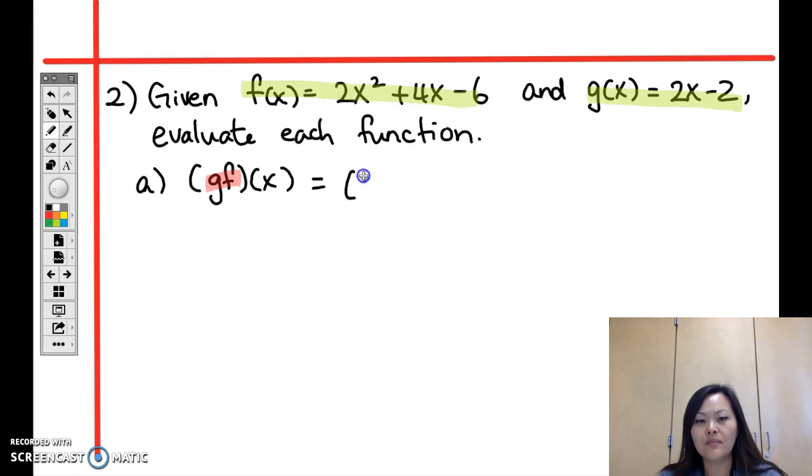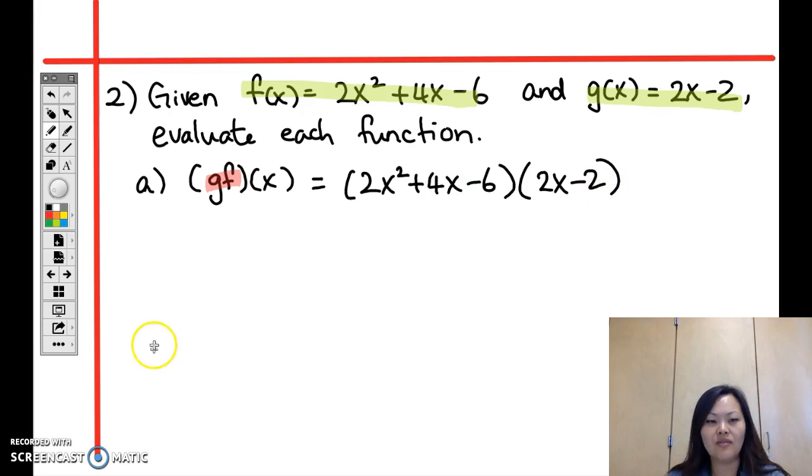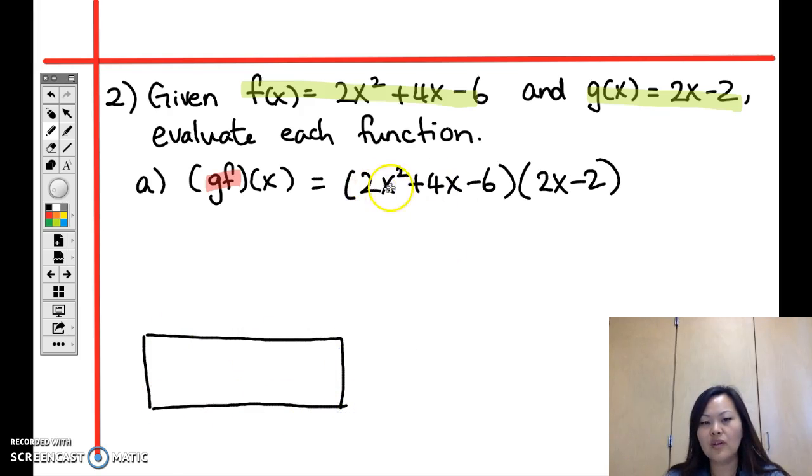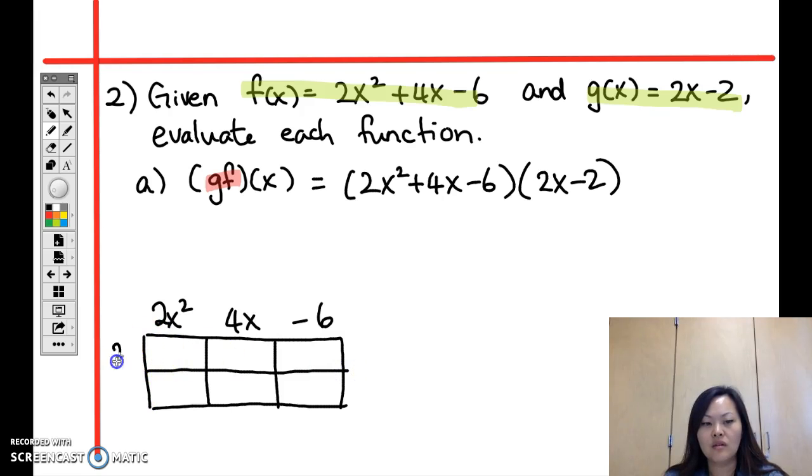So what was f of x? 2x squared plus 4x minus 6. Always remember to put them in parentheses. We're going to multiply that with g of x, 2x minus 2. And you know how to do this, right? You have to use the box method. So I'm going to go ahead and draw my box. Except over here I got 1, 2, 3 terms. So I'm going to make 1, 2, 3 rows. So 1 is for 2x squared, obviously. The next one is for 4x. And then the next one is for negative 6. Okay, and then there's only 2 terms here, so going down, I'm only making 2 rows, 1 for 2x and 1 for negative 2.